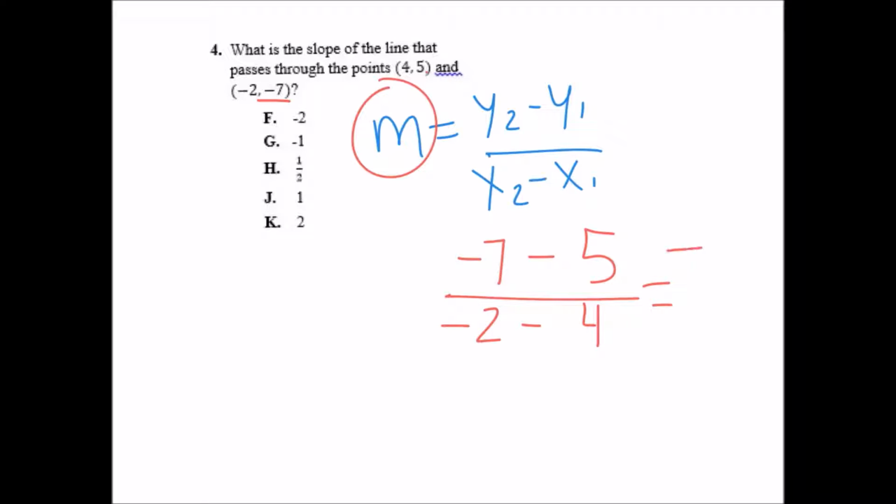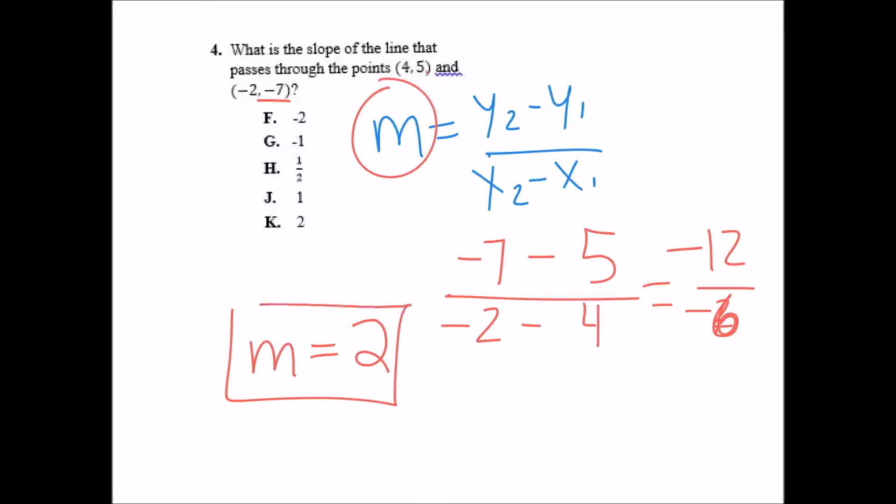Combining the like terms, we get negative 12 over negative 6. Simplifying that, we get the slope equals 2, because the negatives cancel each other out. Correct answer is K.